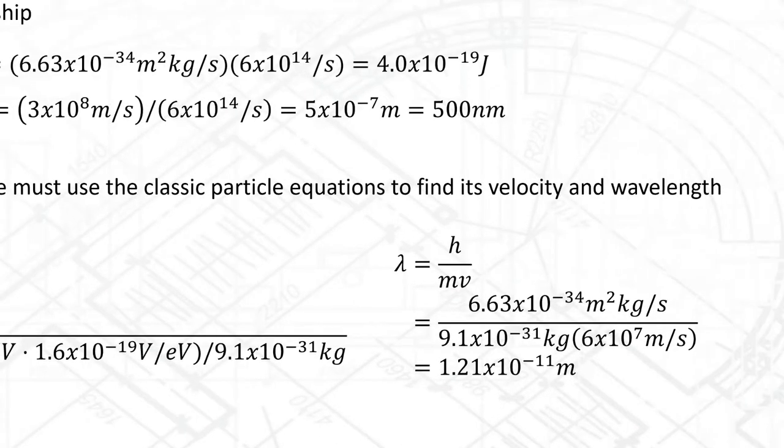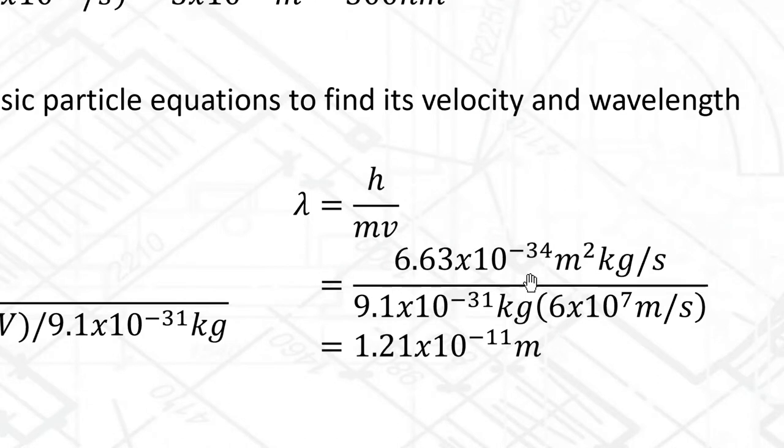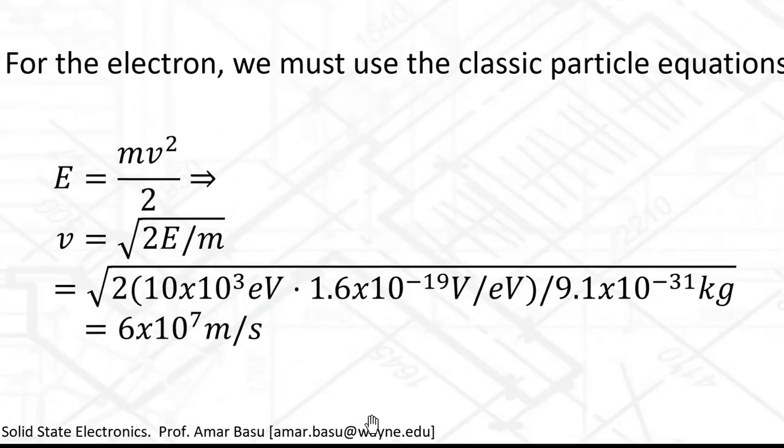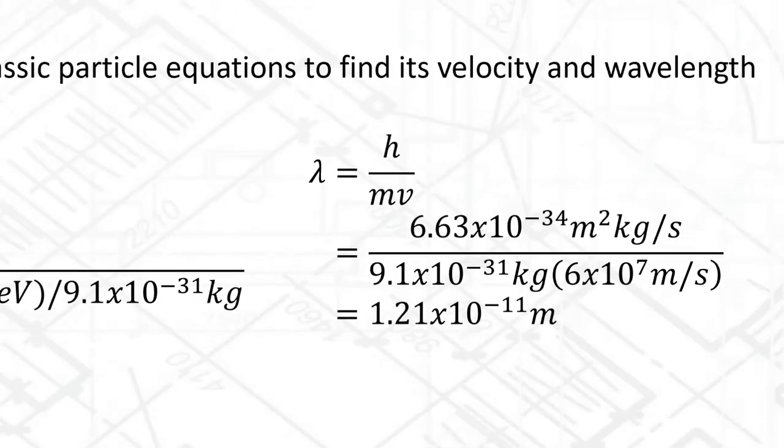Now, this wavelength here, you calculate the wavelength by using the de Broglie equation. The h is Planck's constant, which is given in joules times seconds. Then you divide by the kilograms and the velocity that you calculated earlier, and that gives you a wavelength of 1.2 times 10 to the negative 11 meters.